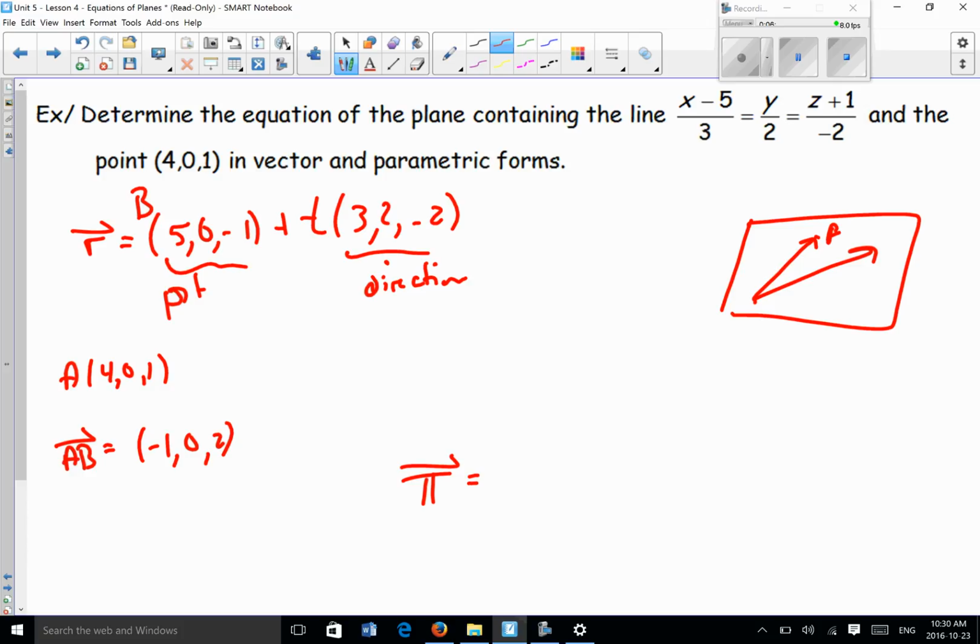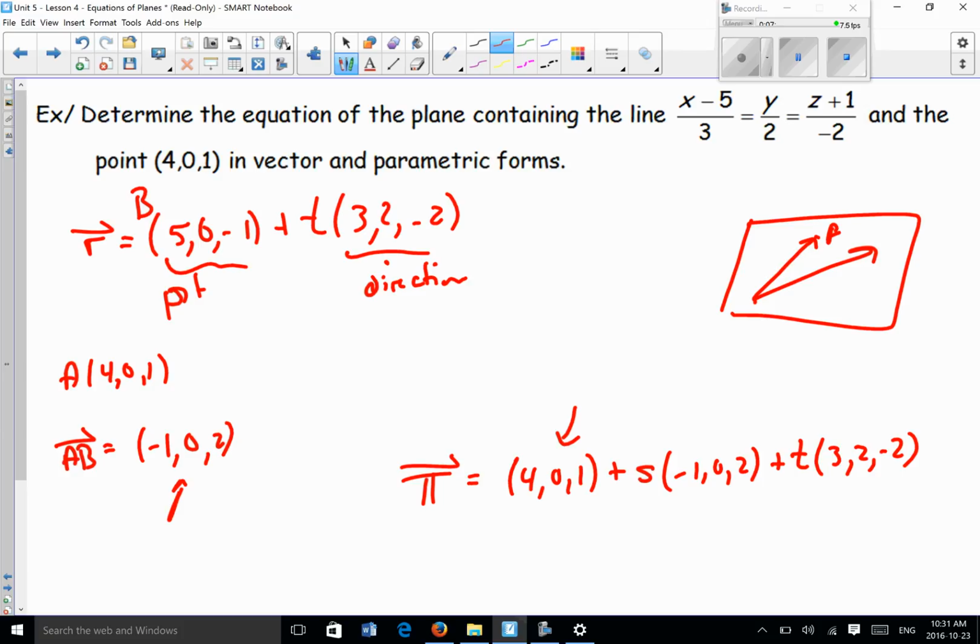So what do I got now? I've got a point, and you can choose either one. You can use point A, you can use point B. It doesn't make a difference which. I'm going to use point A, (4, 0, 1), plus I've got a direction. Direction number 1, I can use (-1, 0, 2). And direction number 2, I can use (3, 2, -2). Now again, I could put those in different orders. I could have used point B here. I could have had a scalar multiple of AB. That would have been fine. That would give me the same direction, just a different version of it.